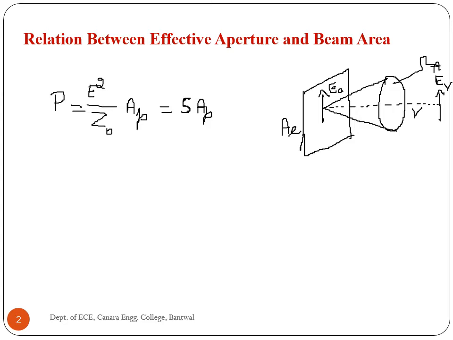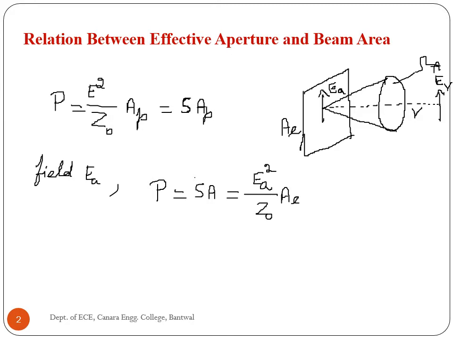Assuming a uniform field EA over the aperture, then the power radiated P is equal to S into AE, which is equal to, when the field is EA, then S is EA square divided by Z naught and AE. Equation 1.